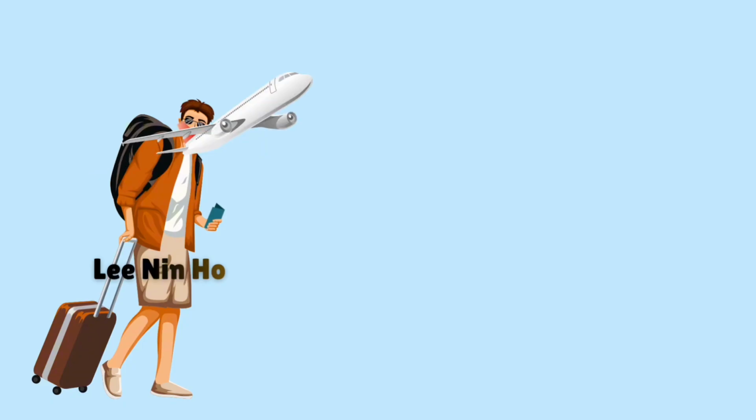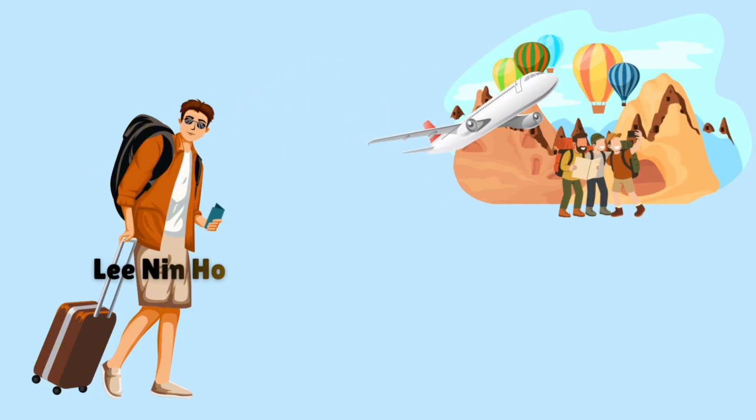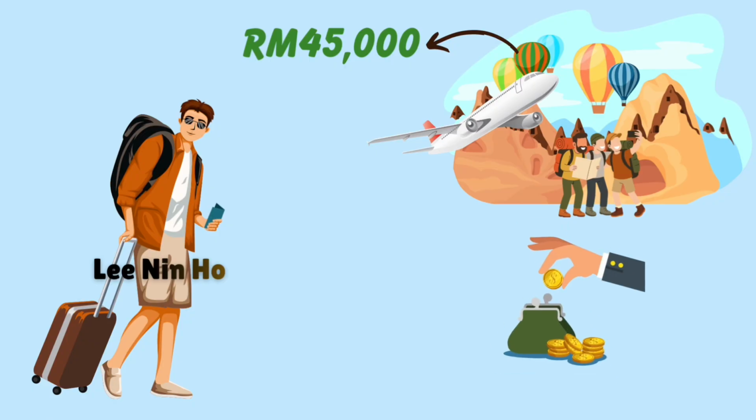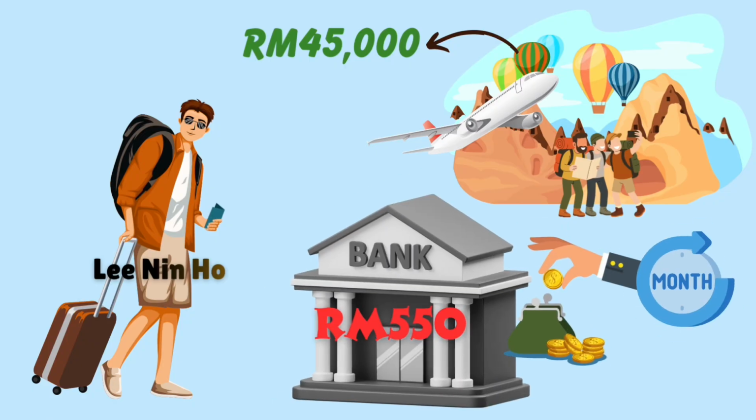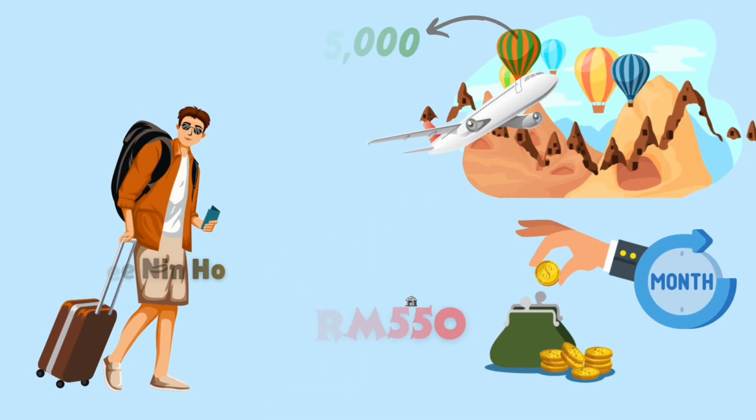Part B, question 2. Lee Min Ho plans to travel to Cappadocia with his friends. To achieve his dream, he needs 45,000 ringgit. He can only save 550 ringgit per month in Bank Autumn, which offers 4.2% interest, compounded monthly.